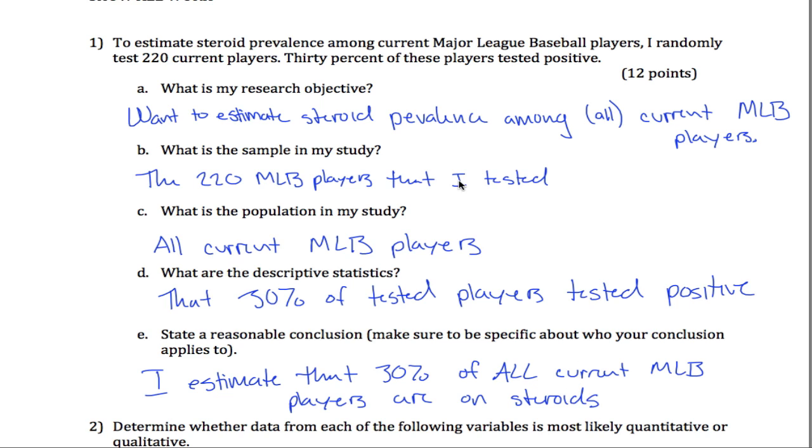So, I mean, this might seem easy, but there's a lot of subtleties in here that you have to be really careful about. Make sure that we're talking about our population down here, not our sample, and that we're answering our research objective. So that's kind of what I did in there. You also could have said, we conclude that less than half of current MLB players are on steroids or something like that. You can come to different conclusions as long as they're kind of answering this question up here and they're about our population.